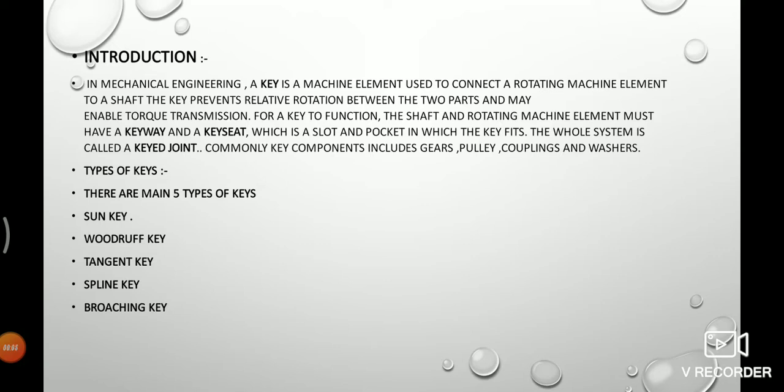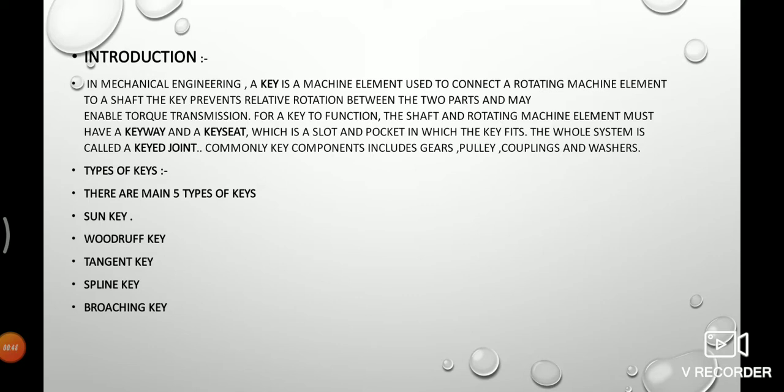Introduction. In mechanical engineering, a key is a machine element used to connect a rotating machine element to a shaft. The key prevents relative rotation between the two parts and may enable torque transmission. For a key to function, the shaft and rotating machine element must have a keyway and a key seat, which are a slot and pocket in which the key fits. The whole system is called a key joint. Commonly, key components include gears, pulleys, couplings, and washers.